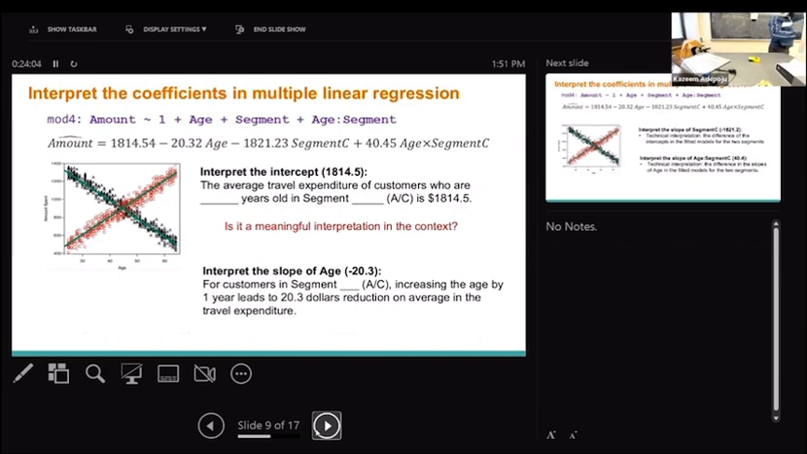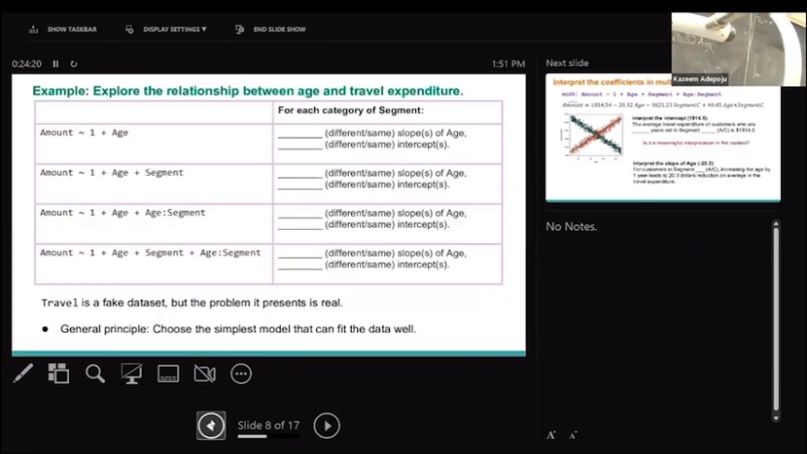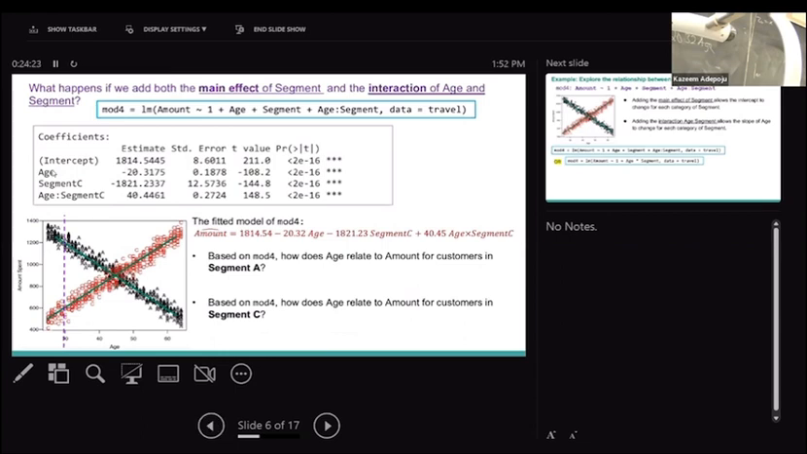Okay, now take a look at this. This is what we are talking about. Segment A for the first one. And the second one is still going to be segment A. You know why? Because the age that you see here is the primary variable of interest. That minus 20.3175, we got it the other time when we plug in 0 for segment C. And when you plug in 0 for segment C, what are you talking about? Segment A, right?